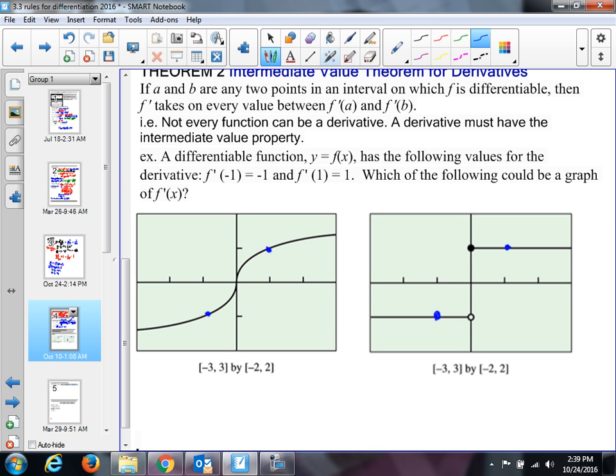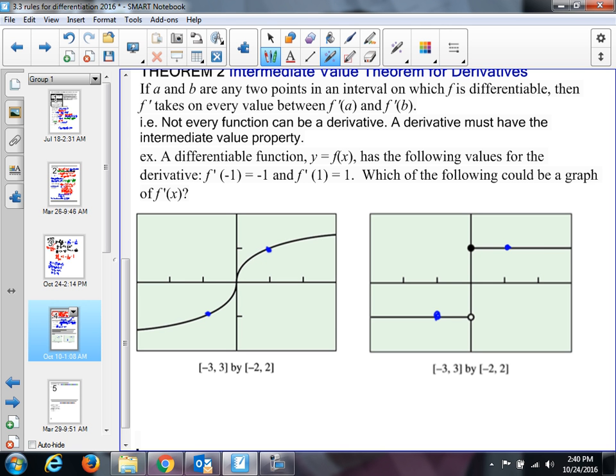Which of the following could be a graph? Maybe both, maybe neither, maybe one. What does it state here then? Because we definitely know that this criteria is matched on both. Take a look back though. If it's a graph of a derivative that was differentiable, then f prime takes on every value in between f prime of A to B. One of these isn't. Why?